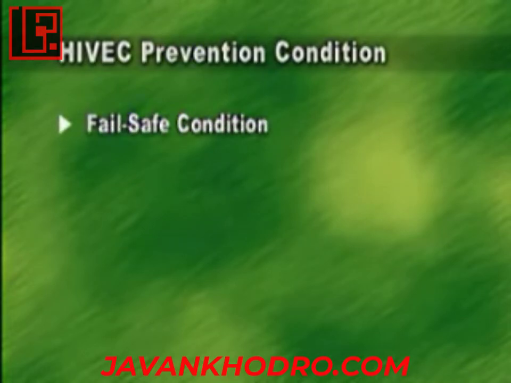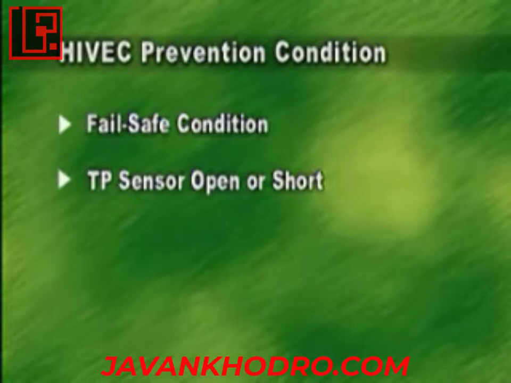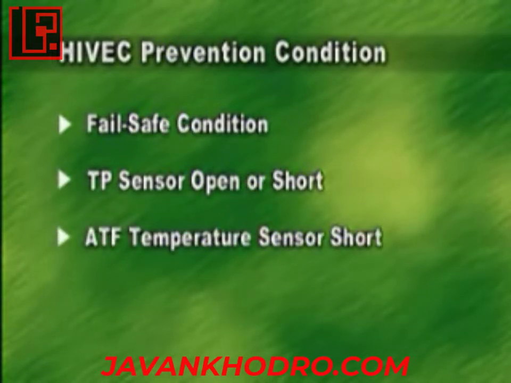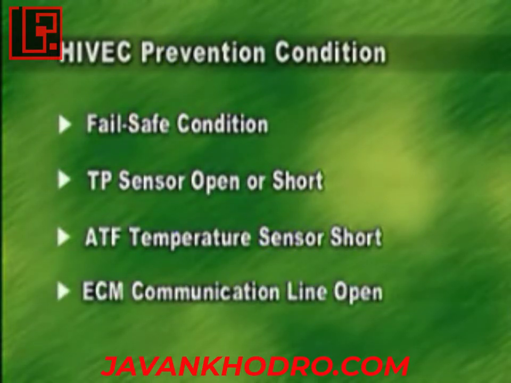Third or second speed hold is applied by a fail-safe function. When throttle position sensor is open or short. When the automatic transaxle fluid temperature sensor is short. When the communication line with ECM is open. HIVEC control is prohibited until the ignition key turns off for the above-mentioned cases.